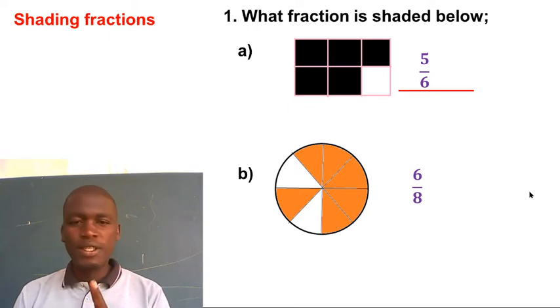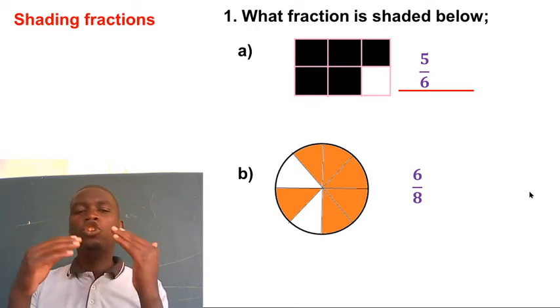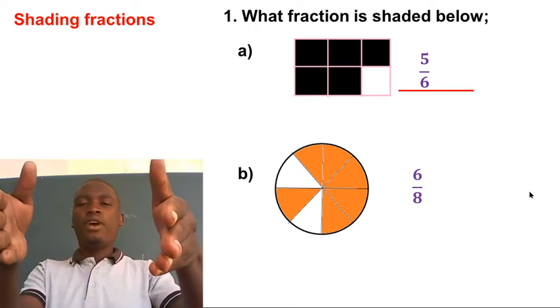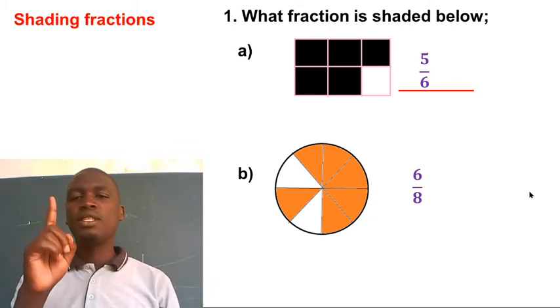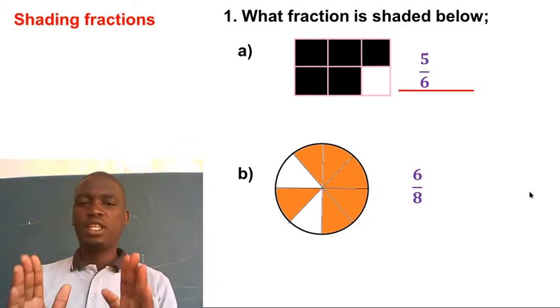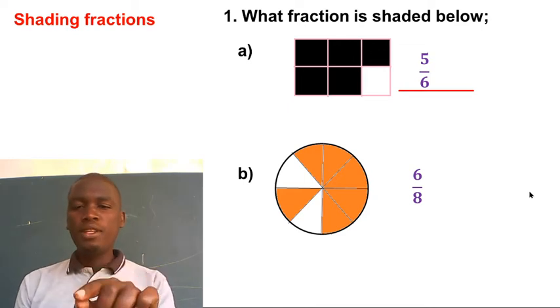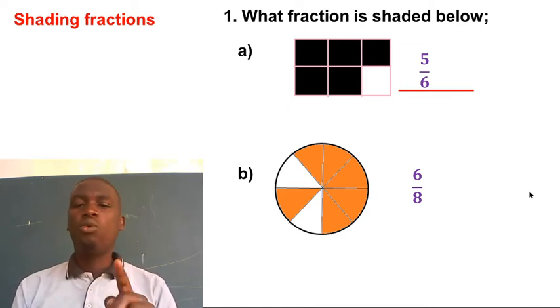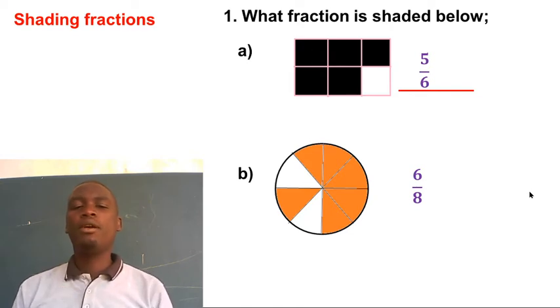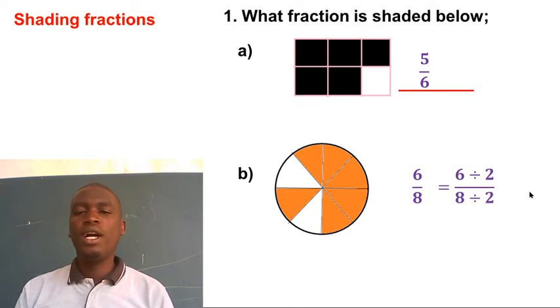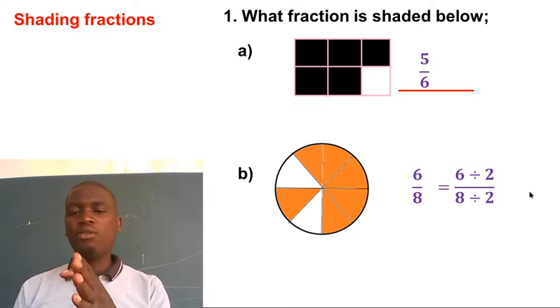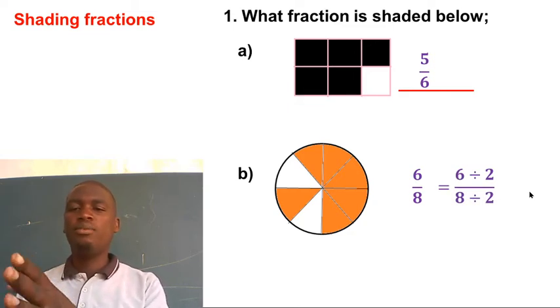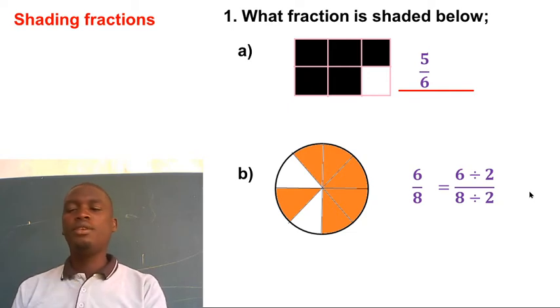But take a look at your 6 out of 8. Are we supposed to leave our answer like that? Leave alone 5 and 6. 5 out of 6, 5 and 6 don't have common factors apart from 1. But when you look at 6 and 8, there is a common factor. What is that common factor? We have to divide the numerator by the common factor, and then the denominator. So our answer will be equal to 6 out of 8. We shall say 6 divided by 2 out of 8 divided by 2.